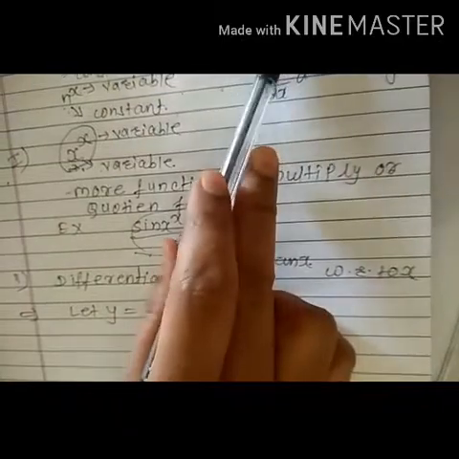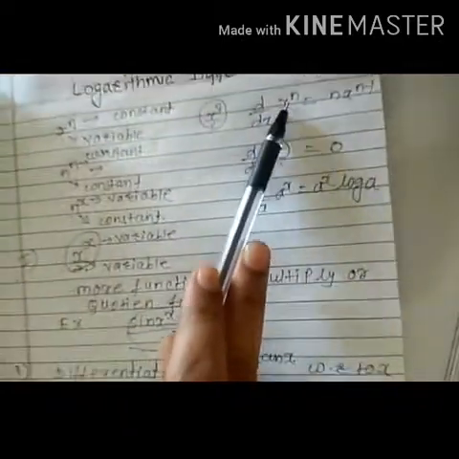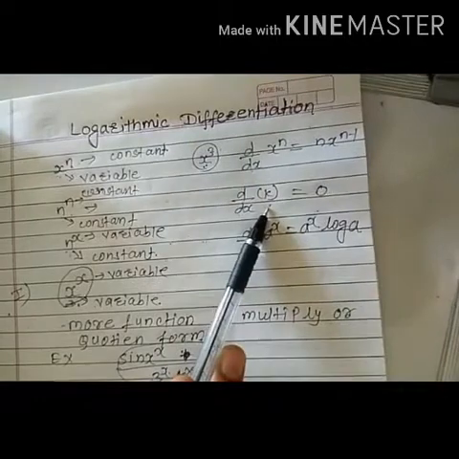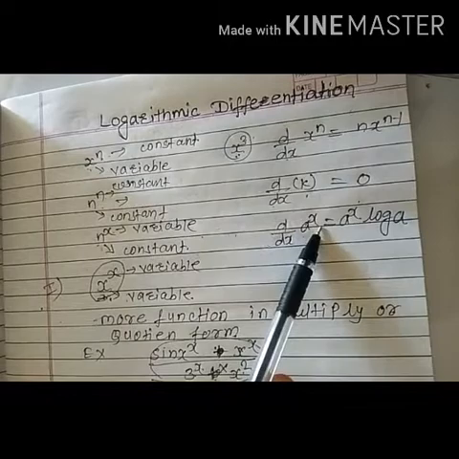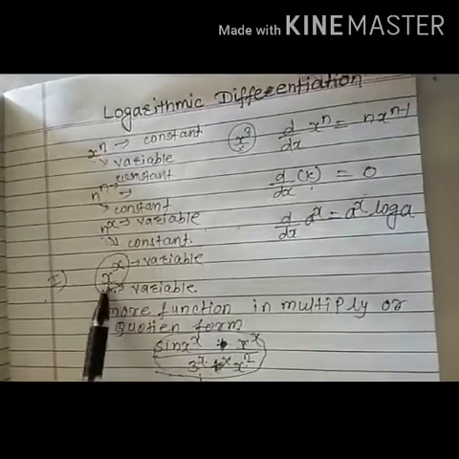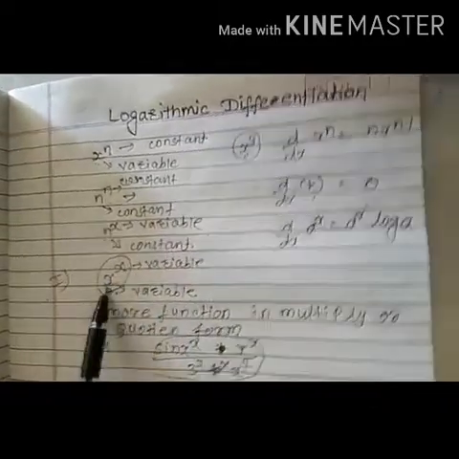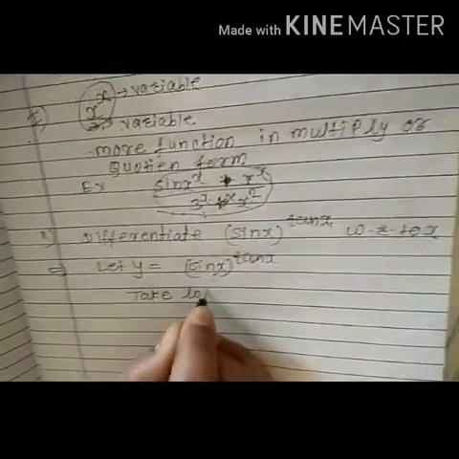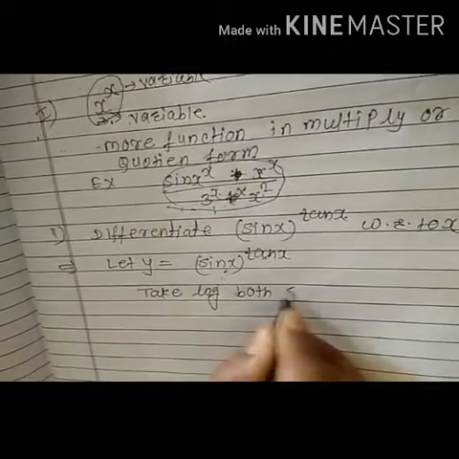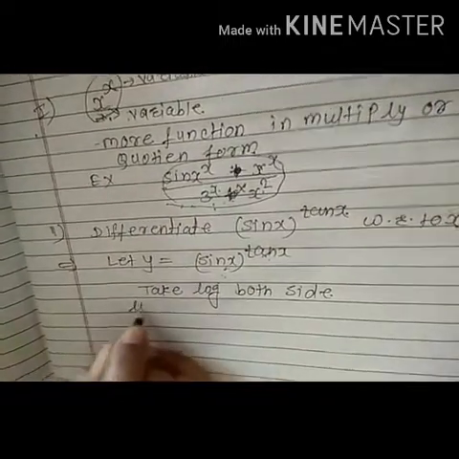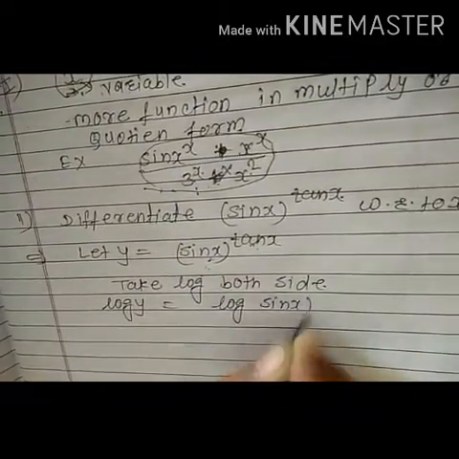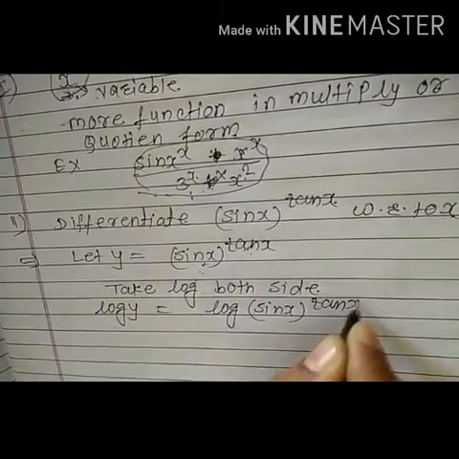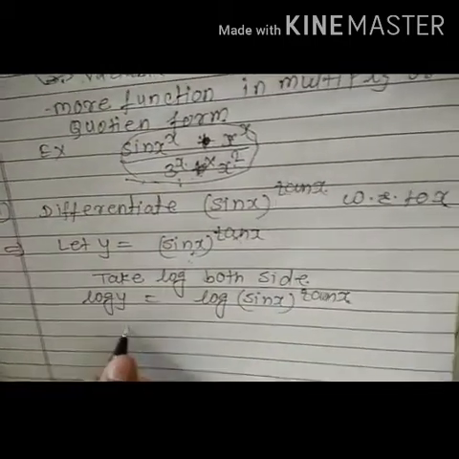In the first formula the base is variable and power is constant, in the second both are constant, and in the third the base is constant and the power is variable. But in the fourth case, x raised to x, both are variables. Then here we use log. Take log on both sides. Log y equal to log of sin x raised to tan x.